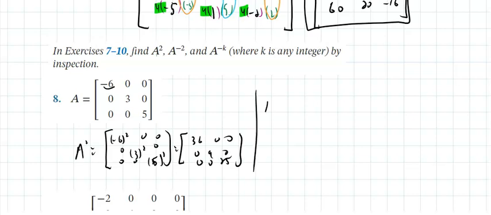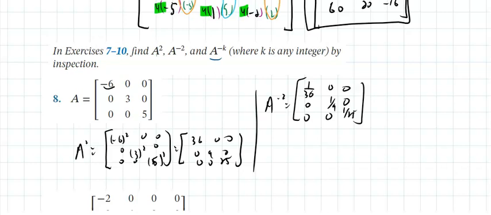Now, if I take A to the negative 2, wouldn't that be 1 over negative 6 squared, 1 over 36? You know what I mean. This would be 1 over 9, and this would be 1 over 25. And if I wanted to take A to the negative k, that will simply be 1 over negative 6 to the k, 1 over 3 to the k, and 1 over 5 to the k, and the rest are all zeros.